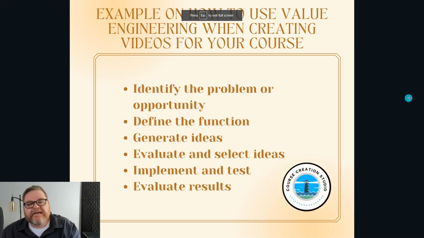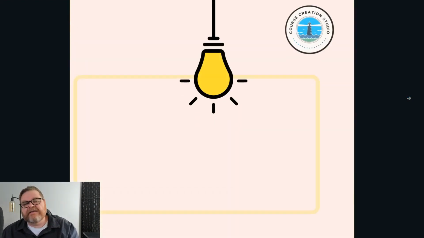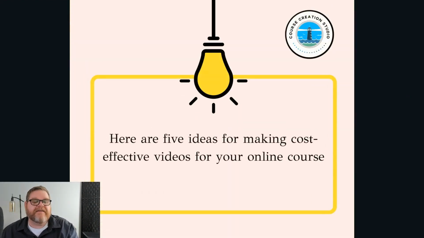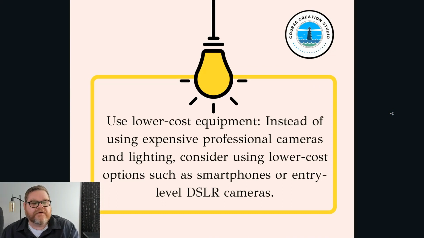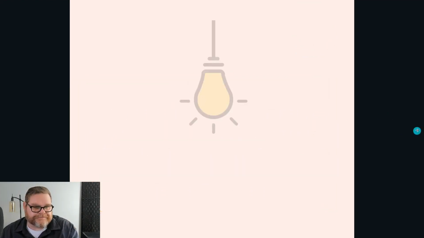So what are some ideas for creating your online video? Here are 5 ideas for making cost-effective videos for your online course. Idea number 1, use low-cost equipment. Instead of using expensive professional equipment or cameras and lighting, consider low-cost options such as your smartphone or even an entry-level DSLR camera. Those cameras can run you $200 to $500, but they do make nice images. So that could be one option.